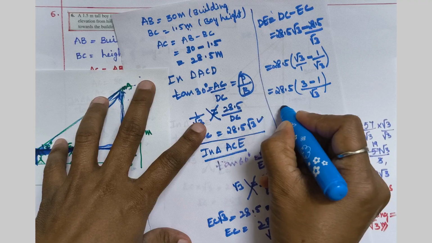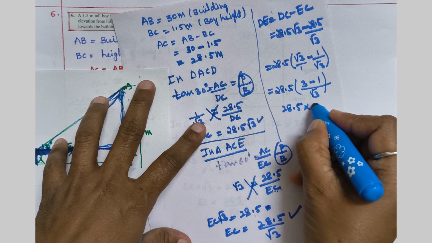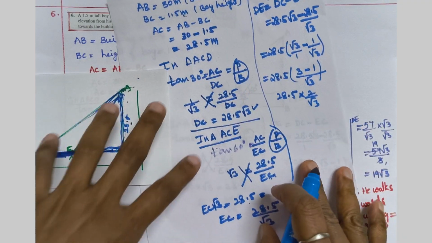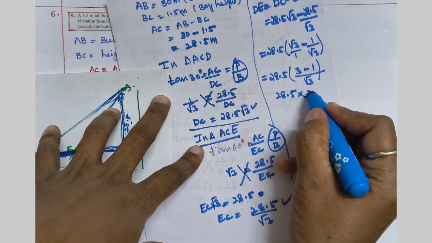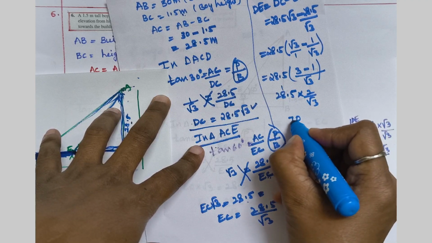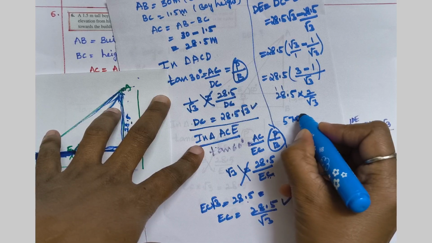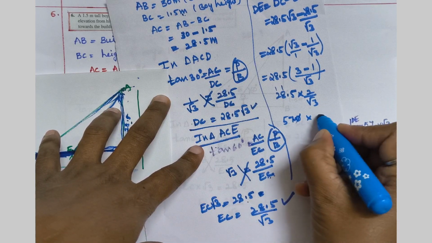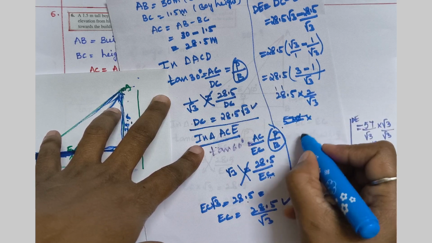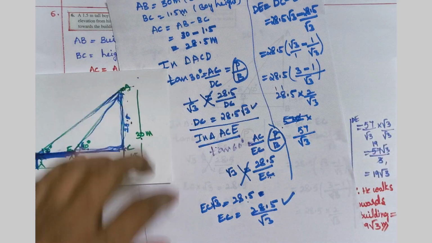Now see here, 28.5 into 3 minus 1, that is 2, by root 3. 2 by root 3 means 28.5 into 2. 2 5s are 10, 2 8s are 16 plus 1 is 17, 2 2s are 4 plus 1 is 5. That is 57. So you will get 57 by root 3.